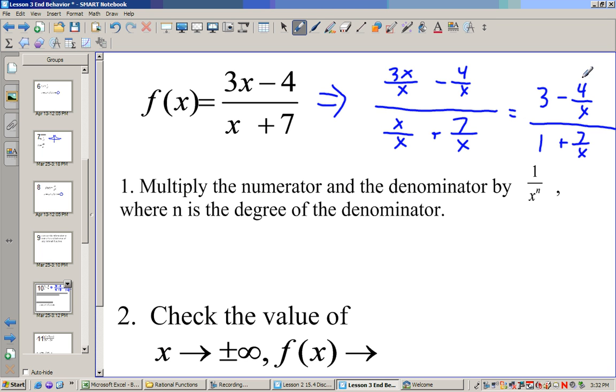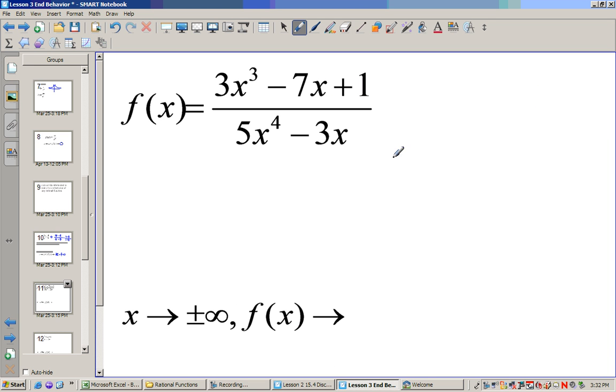Now since we get it to this point, let's think about when x goes to positive and negative infinity, what happens to each of these sections? As it goes to infinity, this section is going to go towards 0, and this section is going to go towards 0. So f of x is going to go towards 3 minus 0 over 1 plus 0, which is just 3 over 1, which is 3. So as x goes to positive and negative infinity, my f of x is going to go towards 3 in this function. Let's look at this one.